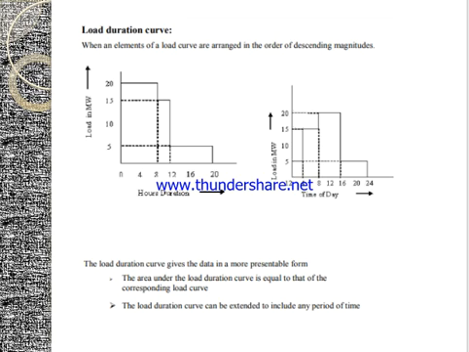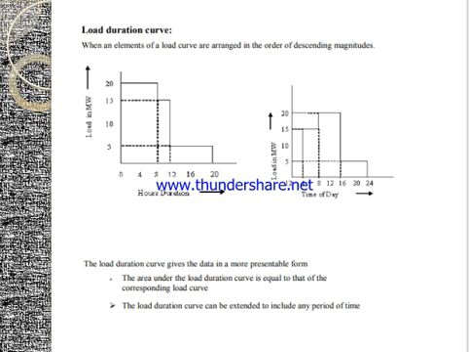The diagram at the left side is the load duration curve. The one at the right side is the load curve. The load curve purely depends upon the timing. The load duration curve depends upon the value: for how many hours the peak demand has occurred, for how many hours the next level of peak demand has occurred, and for how many hours only the base load is being consumed. These are data you can get directly from the load duration curve, not from the load curve.